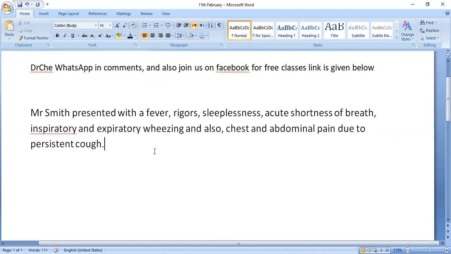So let us read this sentence and let us try to correct. Mr. Smith presented with a fever, rigors, sleeplessness, acute shortness of breath, inspiratory and expiratory wheezing, and also chest and abdominal pain due to persistent cough.